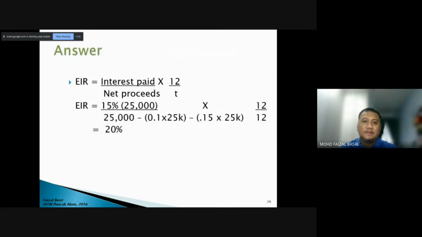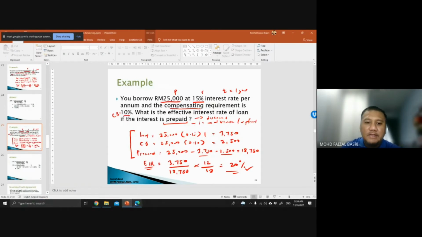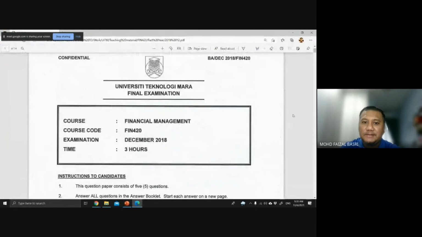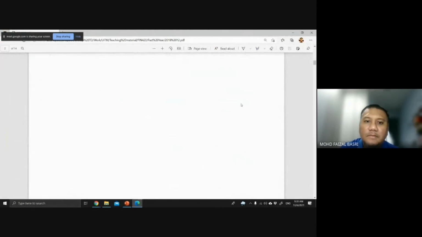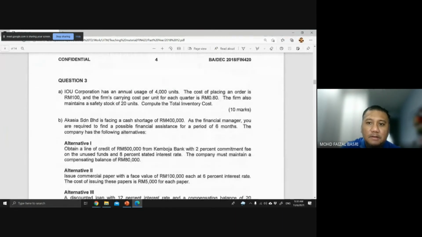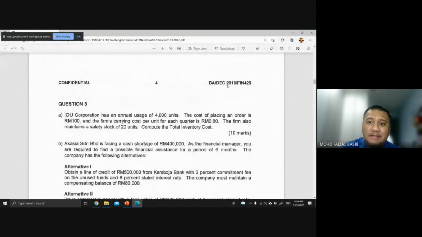Okay, questions, ada soalan tak? This is again based on the first option, which is bank loan. Okay, before we take a break, let's look at one example from our past year, December 2018. Let's look at the bank ataupun the short-term financing question. Okay, so this is from question number 3, December 2018. Question number 3, B.